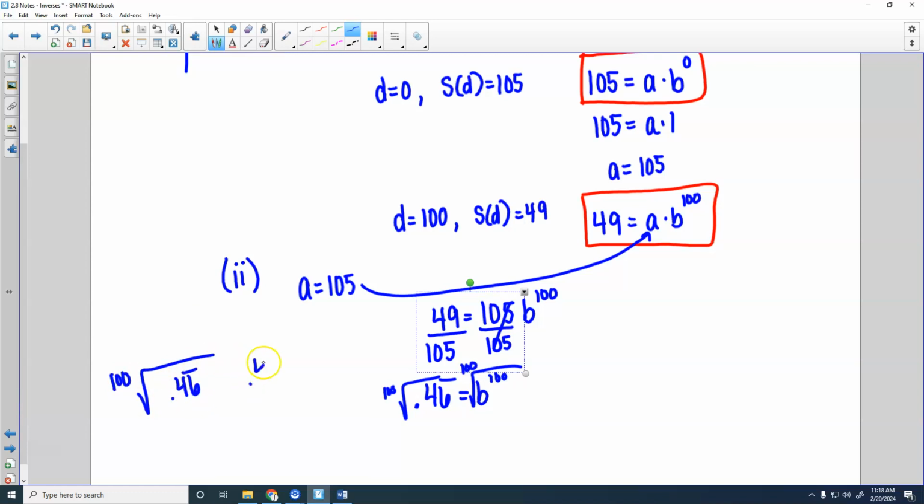So we could do 0.46 repeating to the 1 over 100. Right there. And that's probably the easiest way to type it in, although there is a button for this. So I'm getting 0.9924 is my B for that.